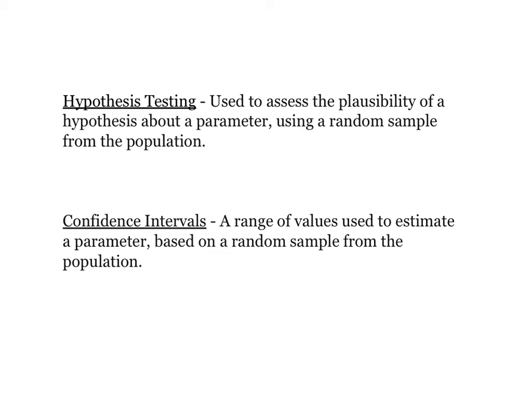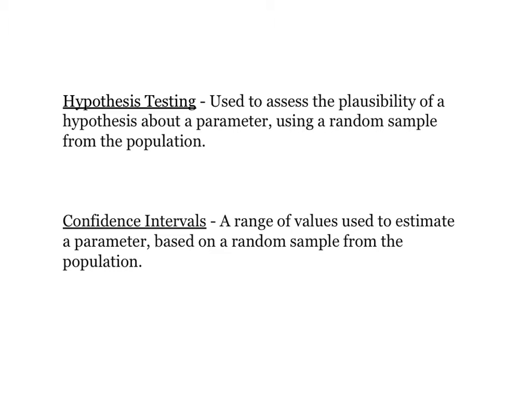And remember, hypothesis testing is used to assess the plausibility of a hypothesis about a parameter using a random sample from the population. Okay, so someone's going to make a claim about a population parameter, and then we're going to test to see if that claim is true or not. Okay, that's going to be our goal. Remember that confidence intervals were a range of values used to estimate a parameter based on a random sample from the population. So both of these are based on a random sample, okay?